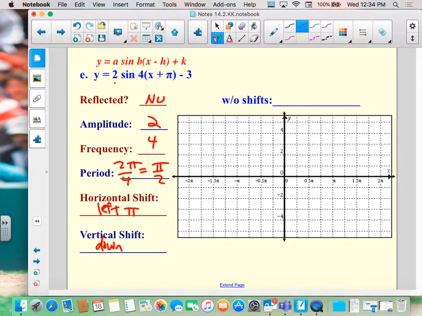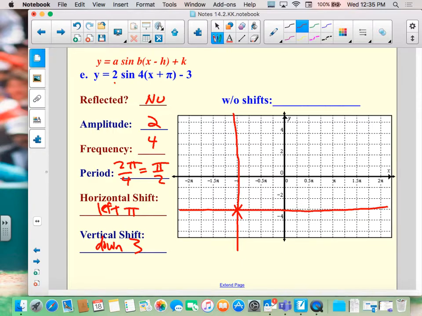Now, if I were you, I would pause the video and see if you can do this. You have 2 choices. You could graph a normal sine function and then shift it left pi and down 3. But I'm going to do it our way, where we shift it right away. I'm going to go left pi, boom, minus pi. Down 3, negative 3. There's my new origin. Now I got the shift done.